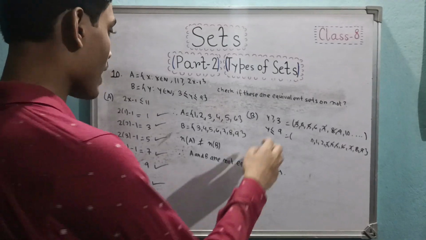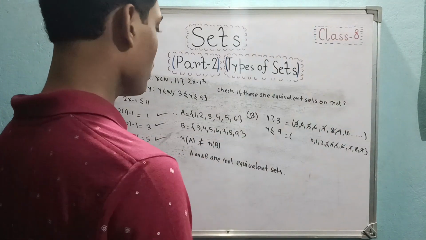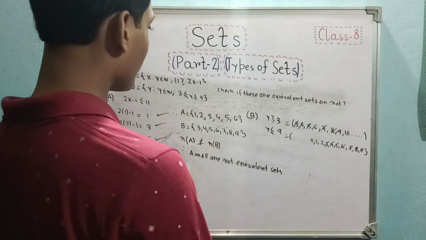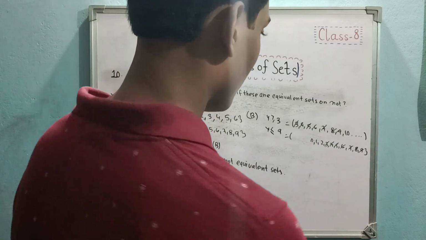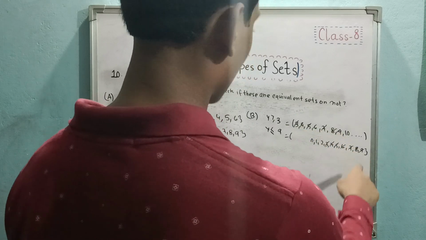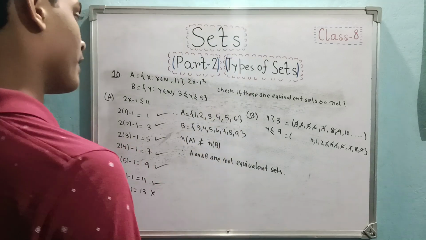And here we have y greater than or equal to 3, means 3, 4, 5, 6, 7, 8, 9, 10, it goes on. And here for whole numbers it is less than or equal to 9, means 0, 1, 2, 3, 4, 5, 6, 7, 8, 9. And here I have 7 digits common. So B has 7 elements but A has 6 elements.